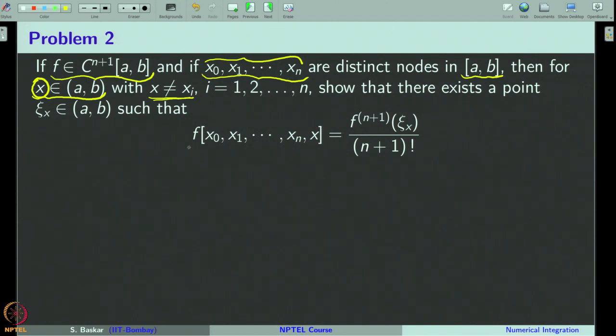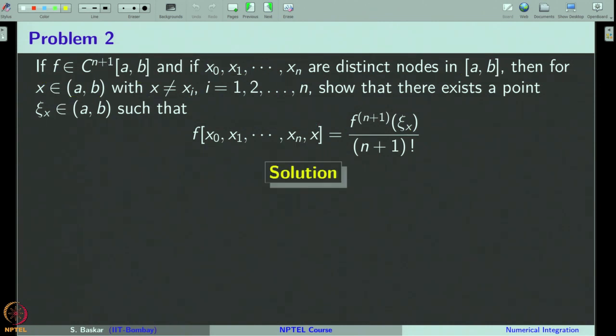Now, we want to show that if you take the divided difference of the function f at these n plus 2 nodes, then you can find a xi corresponding to that x. That is why we have the notation xi x, such that the n plus first derivative of f evaluated at xi x divided by n plus 1 factorial is precisely the divided difference of f at these n plus 2 nodes. So, this is what we want to show. Let us see how to show this result.